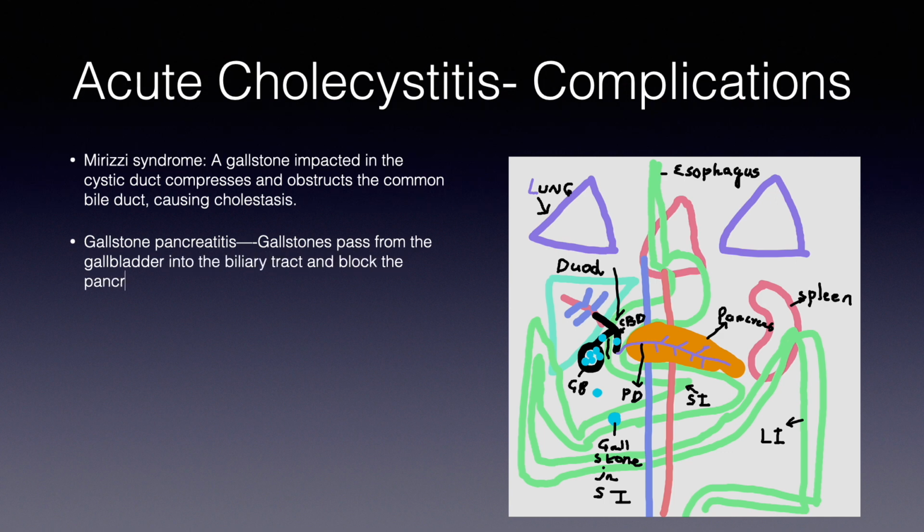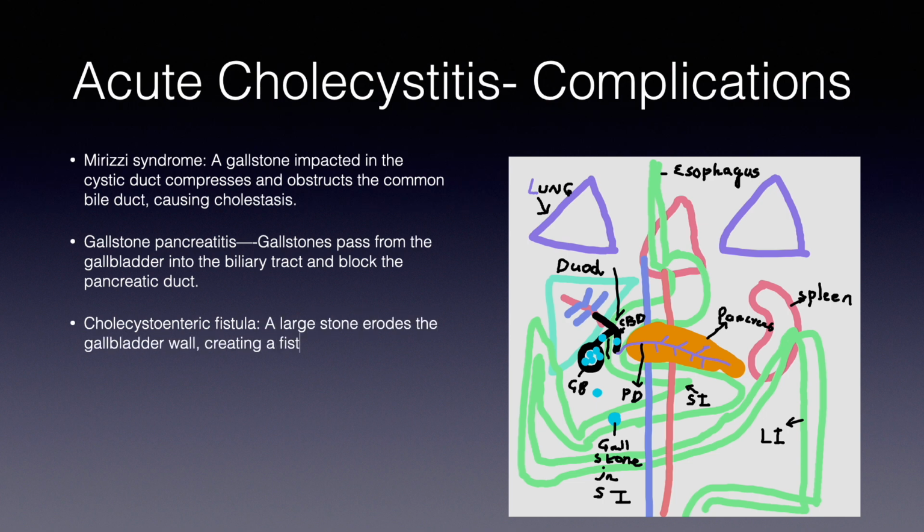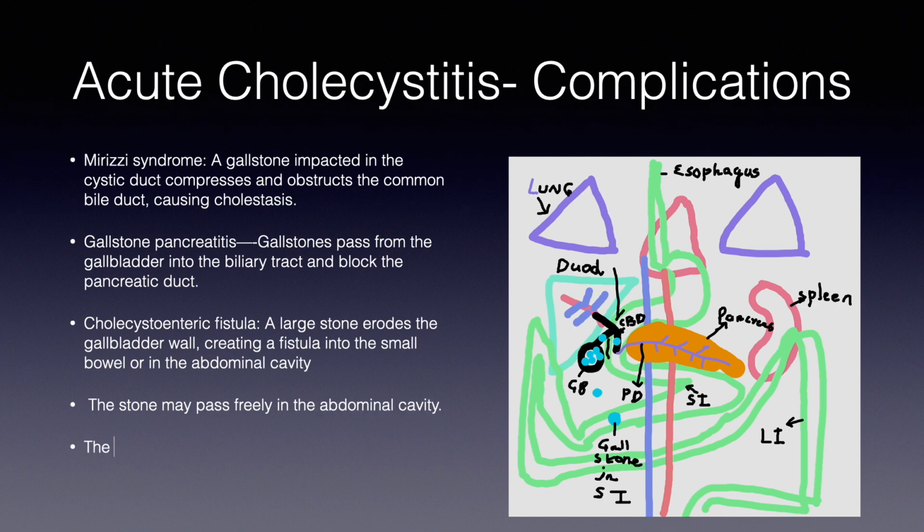If a large stone erodes the gallbladder wall, it creates a fistula into the small bowel or into the abdominal cavity. The stone may pass freely into the abdominal cavity or it may obstruct the small bowel, which is known as gallstone ileus. The phenomenon of the stone passing from the gallbladder and creating a fistula into the small bowel is known as cholecystoenteric fistula.